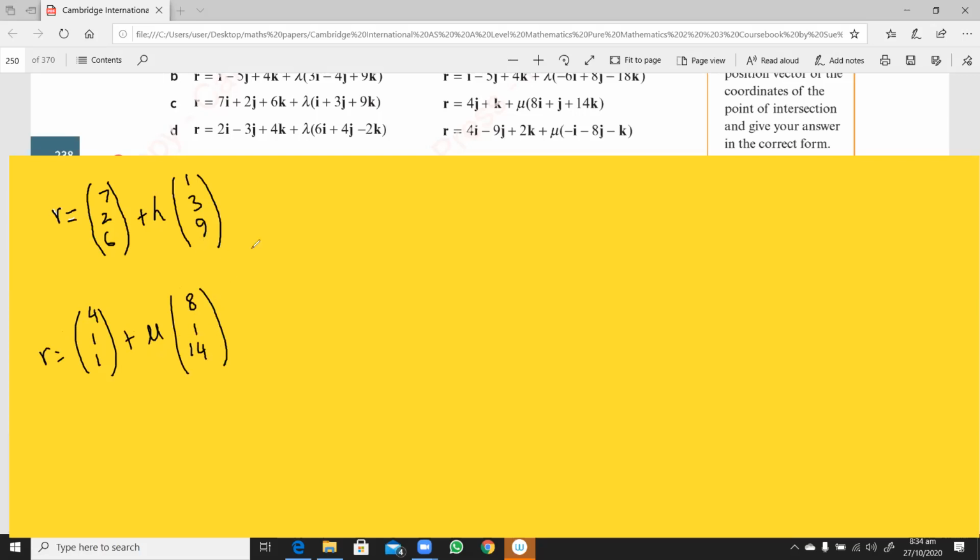Now this time you will have to write their parametric equations, okay? So from here, I have x equal to 7 plus lambda, y equal to 2 plus 3 lambda, and z equal to 6 plus 9 lambda. So this is the first.